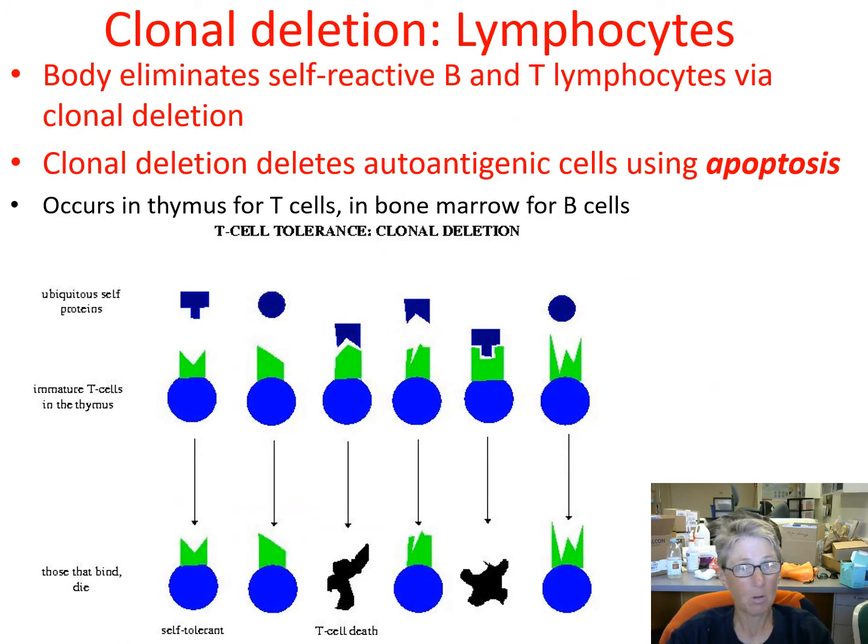So the body will eliminate, they're called self-reactive B and T lymphocytes via clonal deletion. And clonal deletion, I told you, uses this process of apoptosis, so cell suicide. They basically kill themselves. Thanks, T cells.